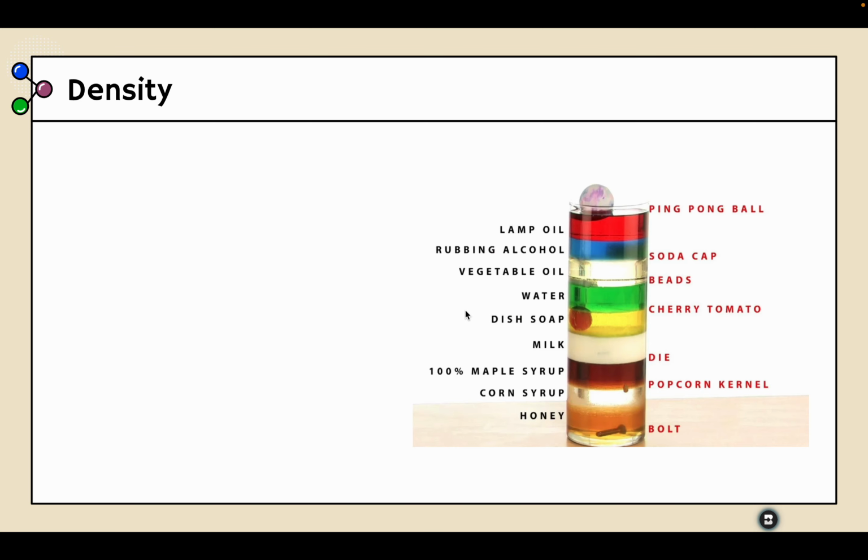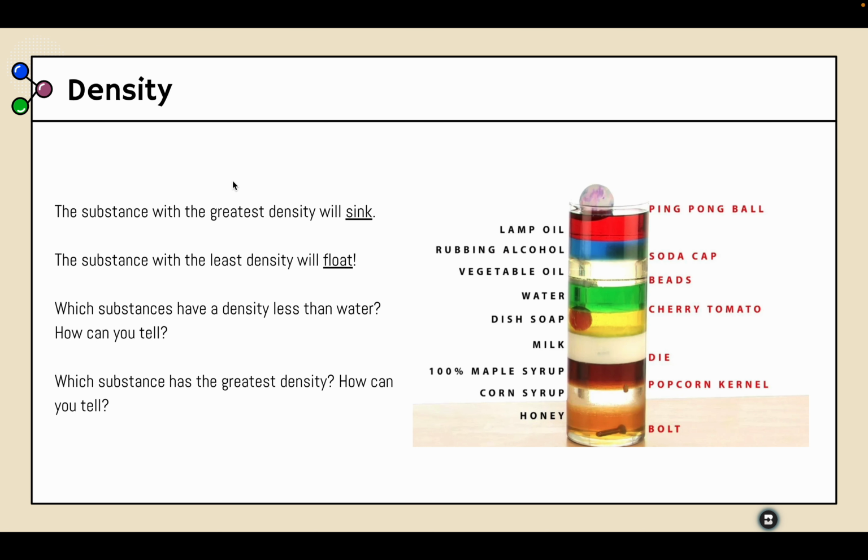Take a look at the picture here. What we know is that this shows different liquids on the left and different solids on the right. And take a look at how they're ordered. You can see that water's kind of in the middle here. And then we have the ping pong ball on top and the bolt on the bottom. Again, I'm having trouble with my clicker here, but the substance with the greatest densities will sink. And that makes sense, right? Because metal is all the way at the bottom.